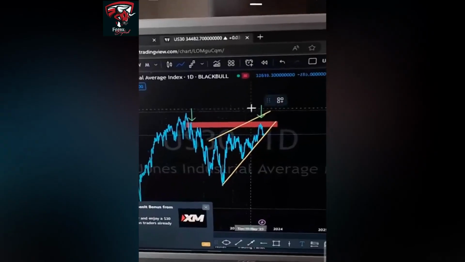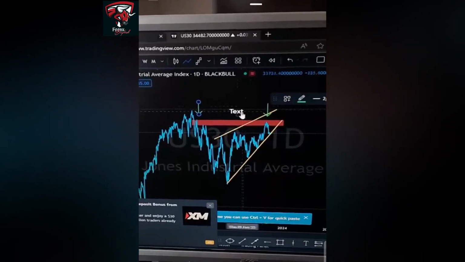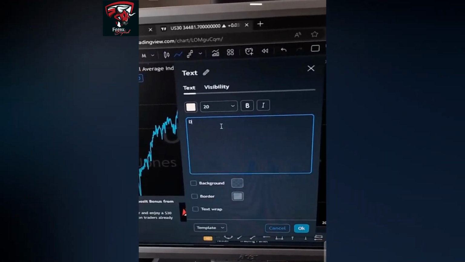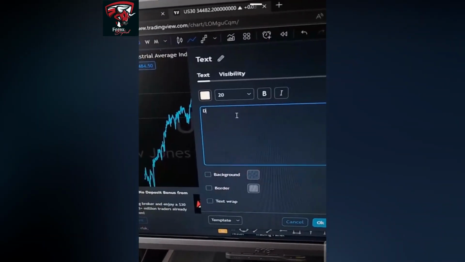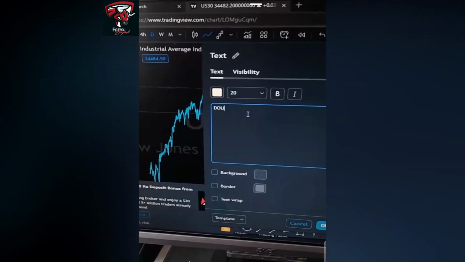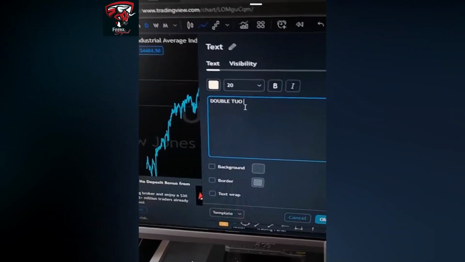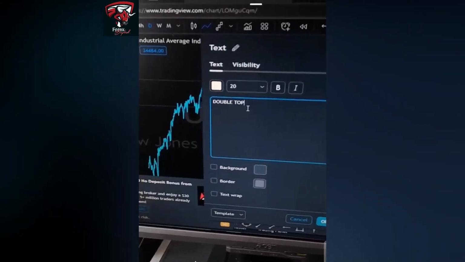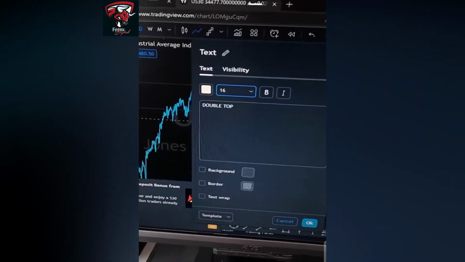So identify and label your chart, guys. Back to the text tool. What is it? Double top. I can't see properly here, guys, I wear glasses. Double top. And I'm holding this, so I'm using one hand to type. What am I typing there? Double top, right? Cool. There it is. It's too big. Let's lower it down to 18, 16 here.